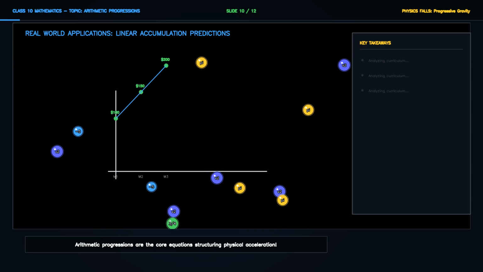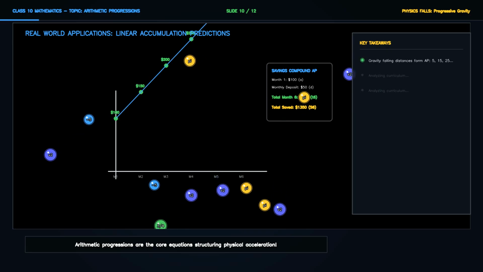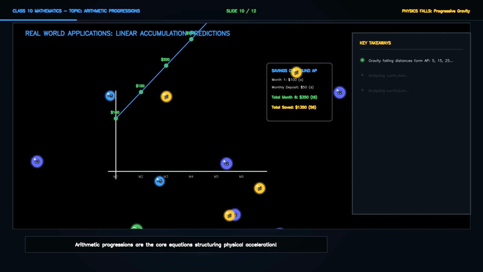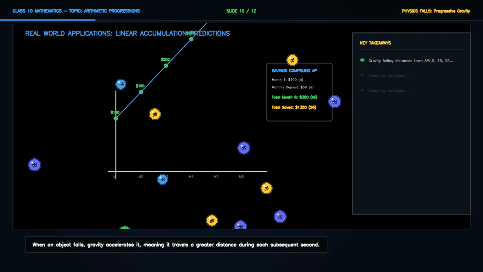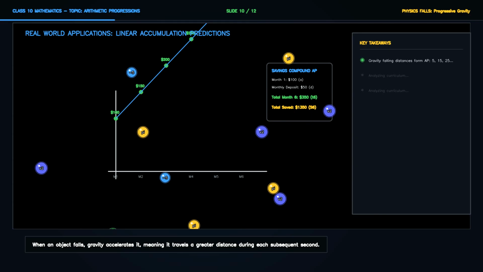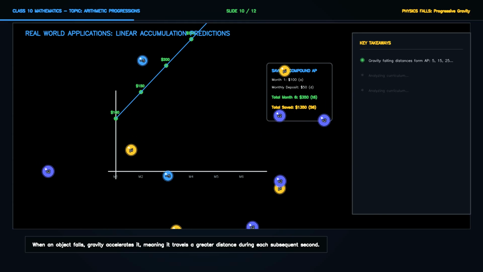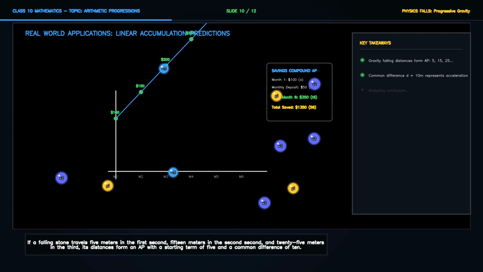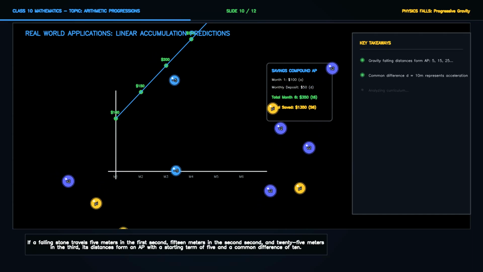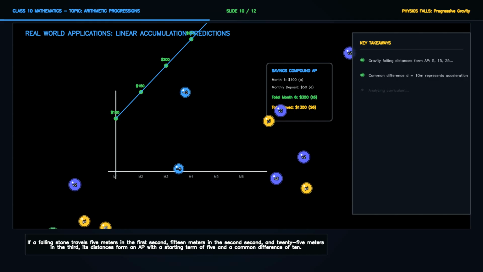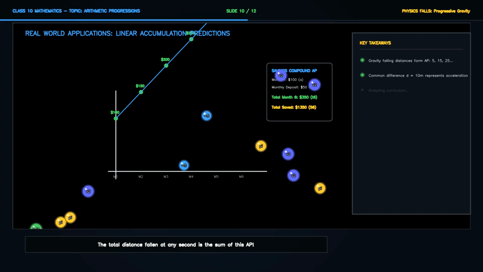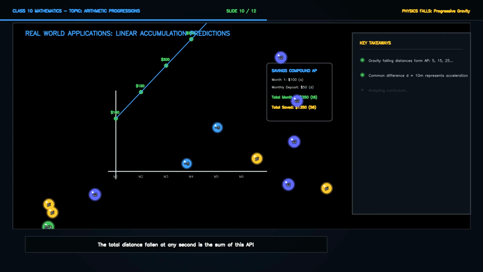Arithmetic progressions are the core equations structuring physical acceleration. When an object falls, gravity accelerates it, meaning it travels a greater distance during each subsequent second. If a falling stone travels 5 meters in the first second, 15 meters in the second, and 25 meters in the third, its distances form an AP with a starting term of 5 and a common difference of 10. The total distance fallen at any second is the sum of this AP.